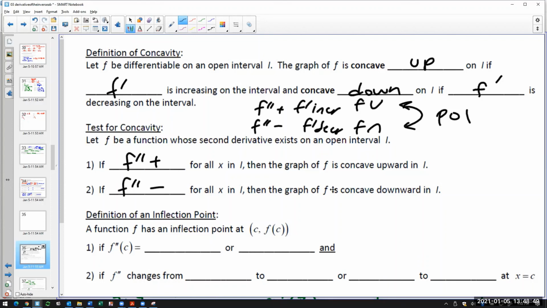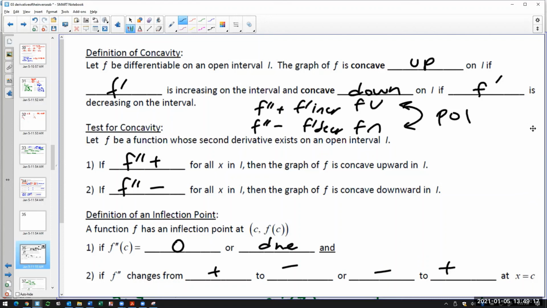Okay? A POI happens. Do you guys remember how we found possible POIs? We had to figure out if f double prime is equal to what? 0 or DNE. Okay, so this tells you if there's a possible POI, and you can confirm it if, oh, sorry, this is f double prime. If f double prime changes from what? Positive to negative or negative to positive, okay?